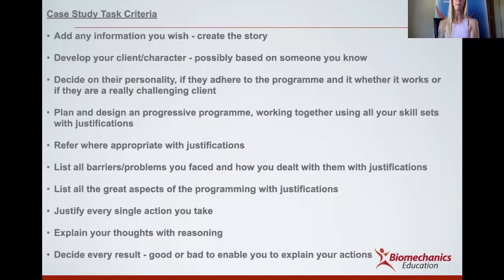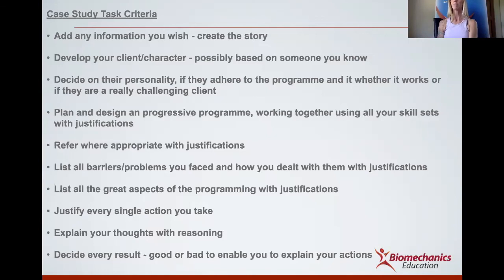So the next slide is about a task I would like you to go through, and you could do this yourself, you could do it with your peers, where you're going to create a case study example, and you're going to add any information you wish to your case study, create the story. So developing a character based on maybe somebody you know, obviously leave out their real name, decide on their personality, if they adhere to the program, whether it works or whether they were challenging, plan it progressively over around about 8 weeks, make notes of your justifications to why you used which skills, when you referred, listing the barriers and the problems you faced and how you dealt with those, and then your justifications for those.